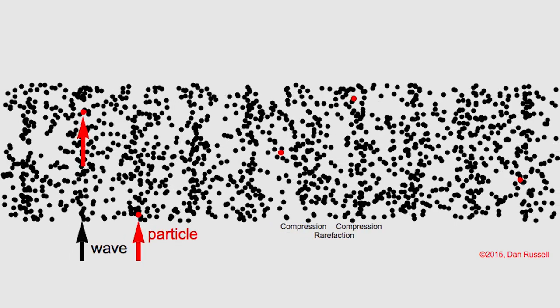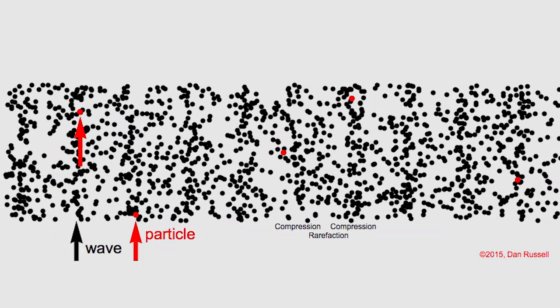Longitudinal waves don't have crests and troughs. They have areas where the particles are closer together, called compressions, and areas where they're further apart, more spread out, called rarefactions.